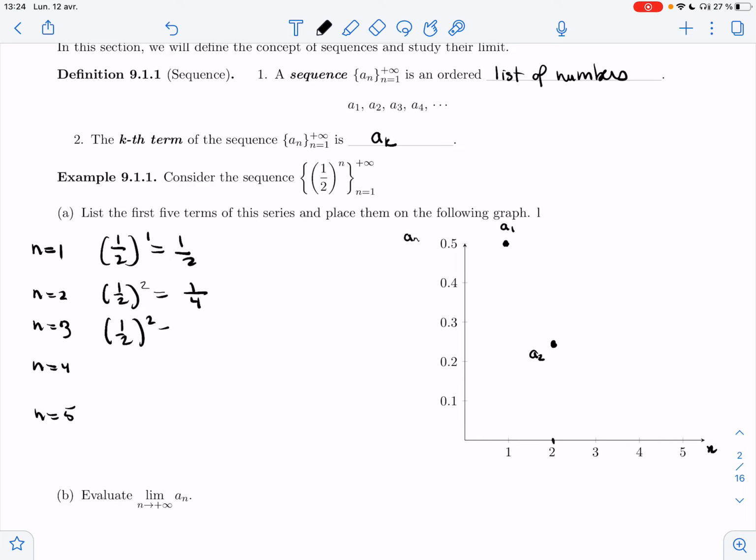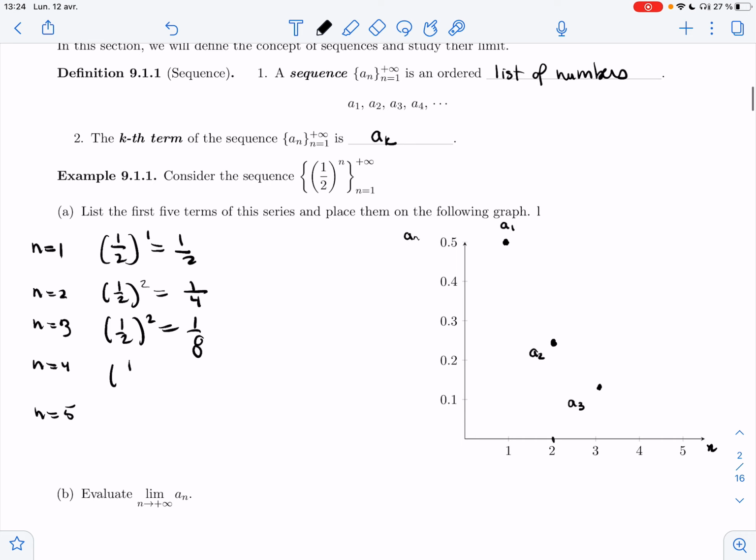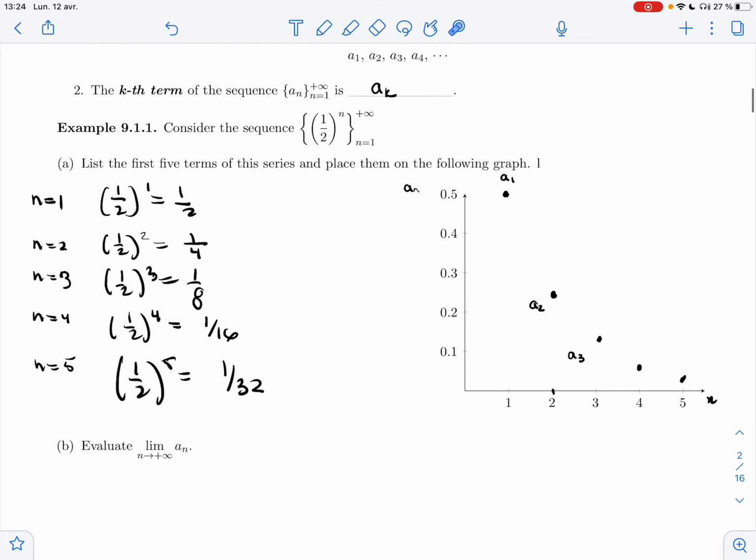And I keep going. I have 1/8. Let's just do halfway from where we were. So a3 is here. And then every time we keep halving. So here it'd be 1/16, and we're getting to a5. It would be 1/32. All right, so it's different than a function because we're only plugging in the integers.